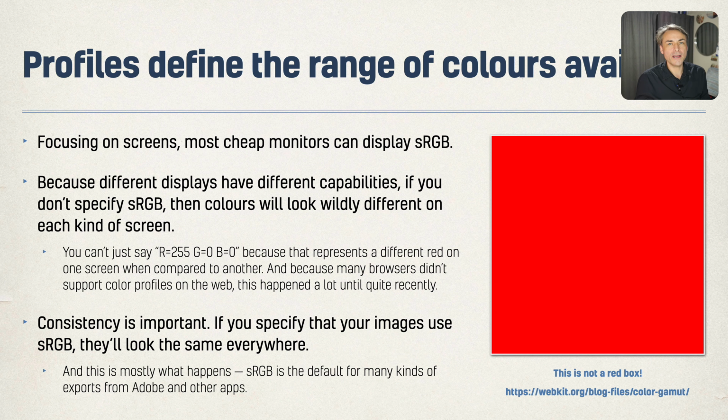Now, a profile is going to define the range of colors available, and most cheap screens support sRGB. Now, sRGB is a lowest common denominator kind of profile. Nearly every screen should be able to display sRGB. And because different displays do have different capabilities, if you don't say that the images or other kinds of files you're putting out there are tagged sRGB, then the colors are going to look different on each one. Because you can't just say, give me full strength red, R equals 255, G and B at 0. Because that doesn't mean the same thing on every monitor anymore. Some screens will show a wider range of reds than other screens.